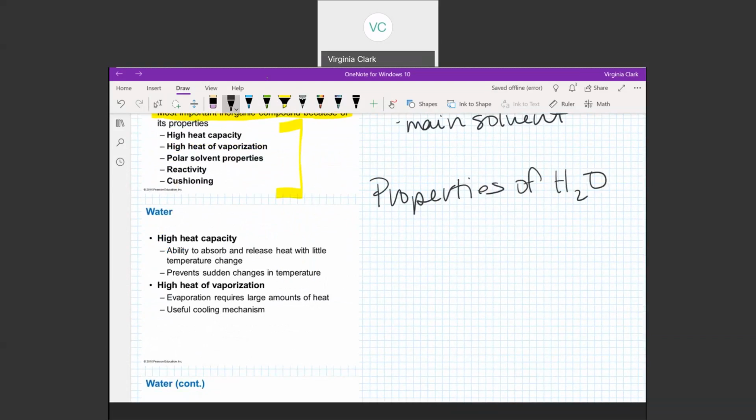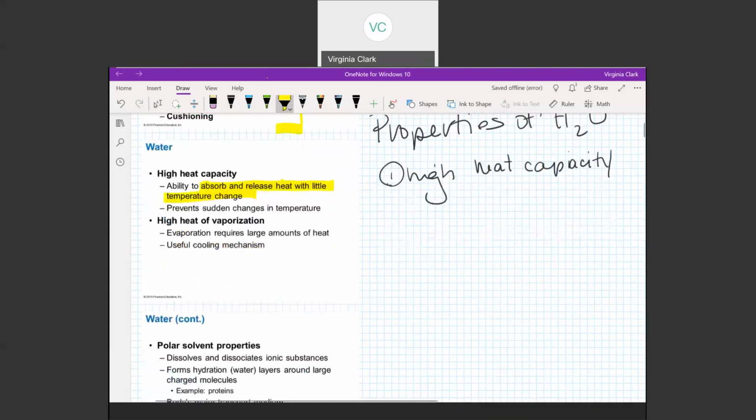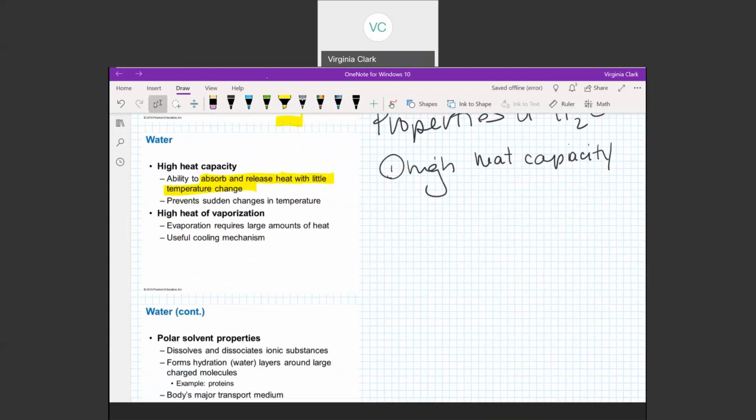So the first property is going to be the high heat capacity. This high heat capacity is essentially the ability to absorb heat. So it can absorb heat, but it doesn't actually change the temperature. So it's a really cool ability of water. It also allows for changes in the external environment, but it will prevent changes in the internal environment.